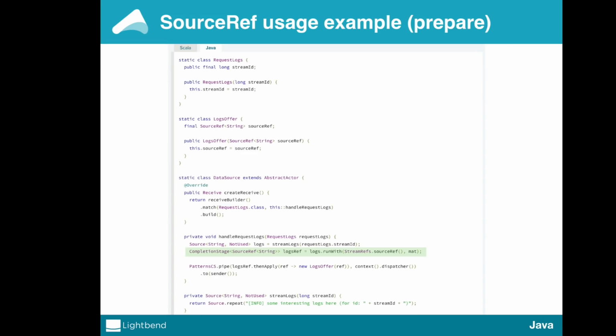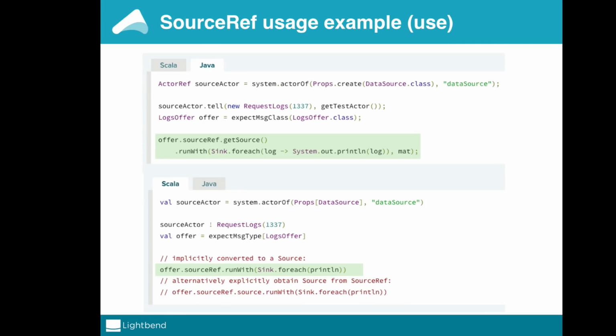And to showcase a full example of how this looks, this is all the types and all the actor code that would go into such a system. The interesting part, regarding StreamRefs, is the green one. So we do logs, because we want to offer some logs, runWith SourceRef, and then we get a SourceRef back and we can send it to whoever wants to receive the data. On the consuming side, it's very simple. We just receive the message, so here I called it LogsOffer. The LogsOffer contains the SourceRef, and we simply get the source out of it and run it. In Scala you get a bit of sugar, so you don't have to do the getSource, but basically it's the exact same code.